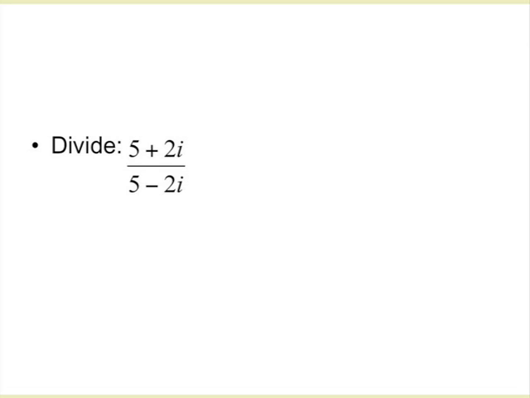What am I going to multiply by? Positive 5 plus 2i. So same numbers as the bottom, change the sign of the i part. What am I going to multiply the top by? Same thing, so that I'm really just multiplying by 1.